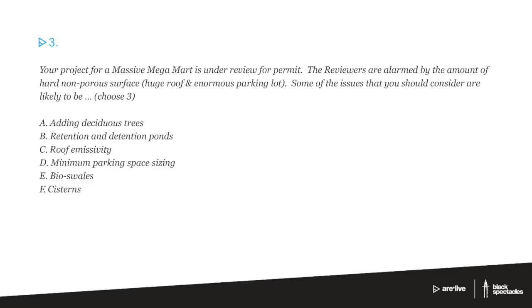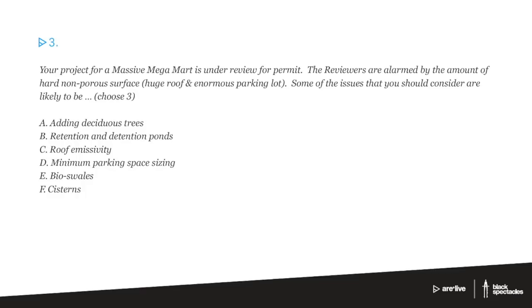All right, number 3. Your project for a massive mega mart is under review for permit. The reviewers are alarmed by the amount of hard, non-porous surface, huge roof, and enormous parking lot. Some of the issues that you should consider are likely to be, choose 3: adding deciduous trees, retention and detention ponds, roof emissivity, minimum parking space sizing, bioswales, cisterns.